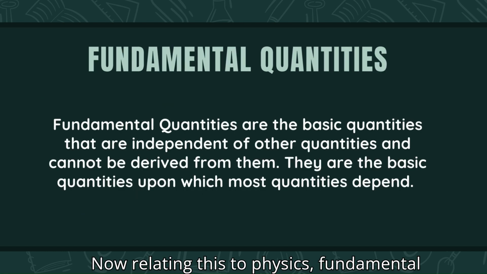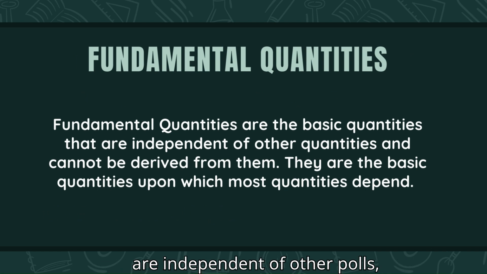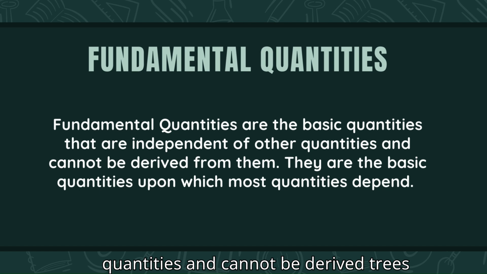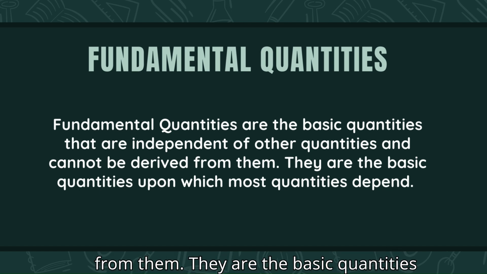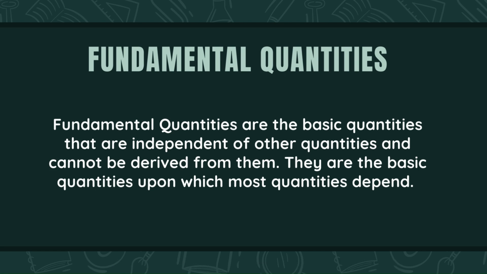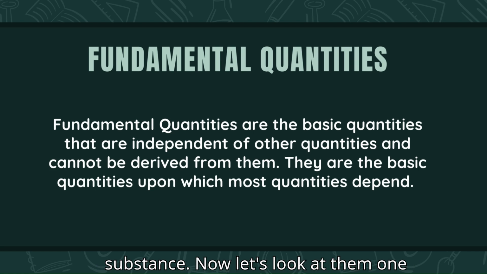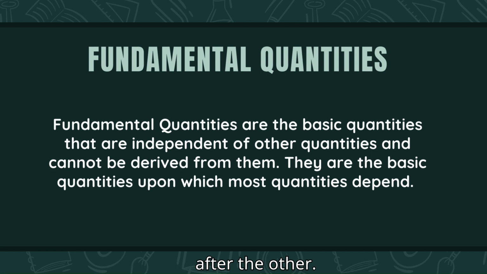Now, relating this to physics, fundamental quantities are the basic quantities that are independent of other quantities and cannot be derived from them. They are the basic quantities upon which most quantities depend. There are 7 fundamental quantities, including length, mass, time, temperature, current, luminous intensity, and lastly, amount of substance. Now let's look at them one after the other.